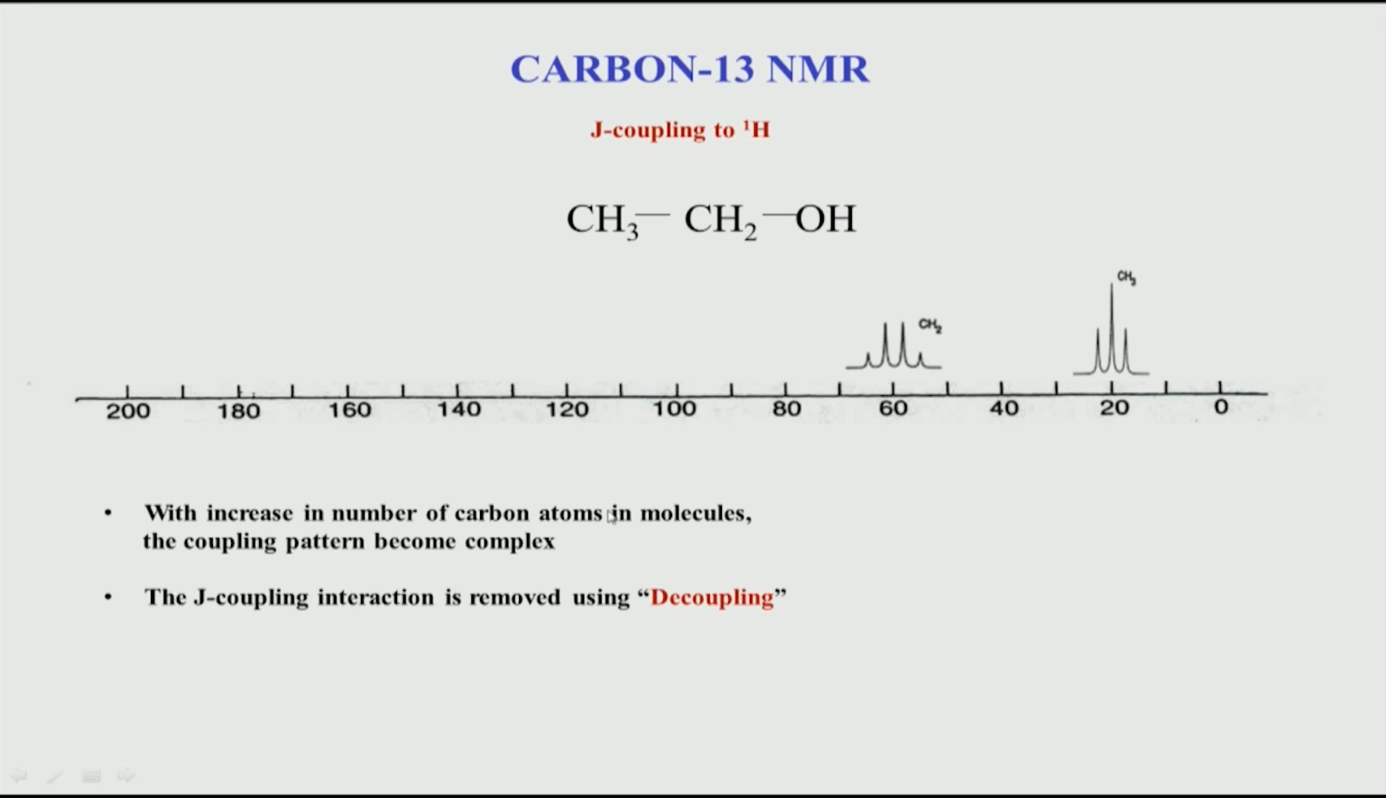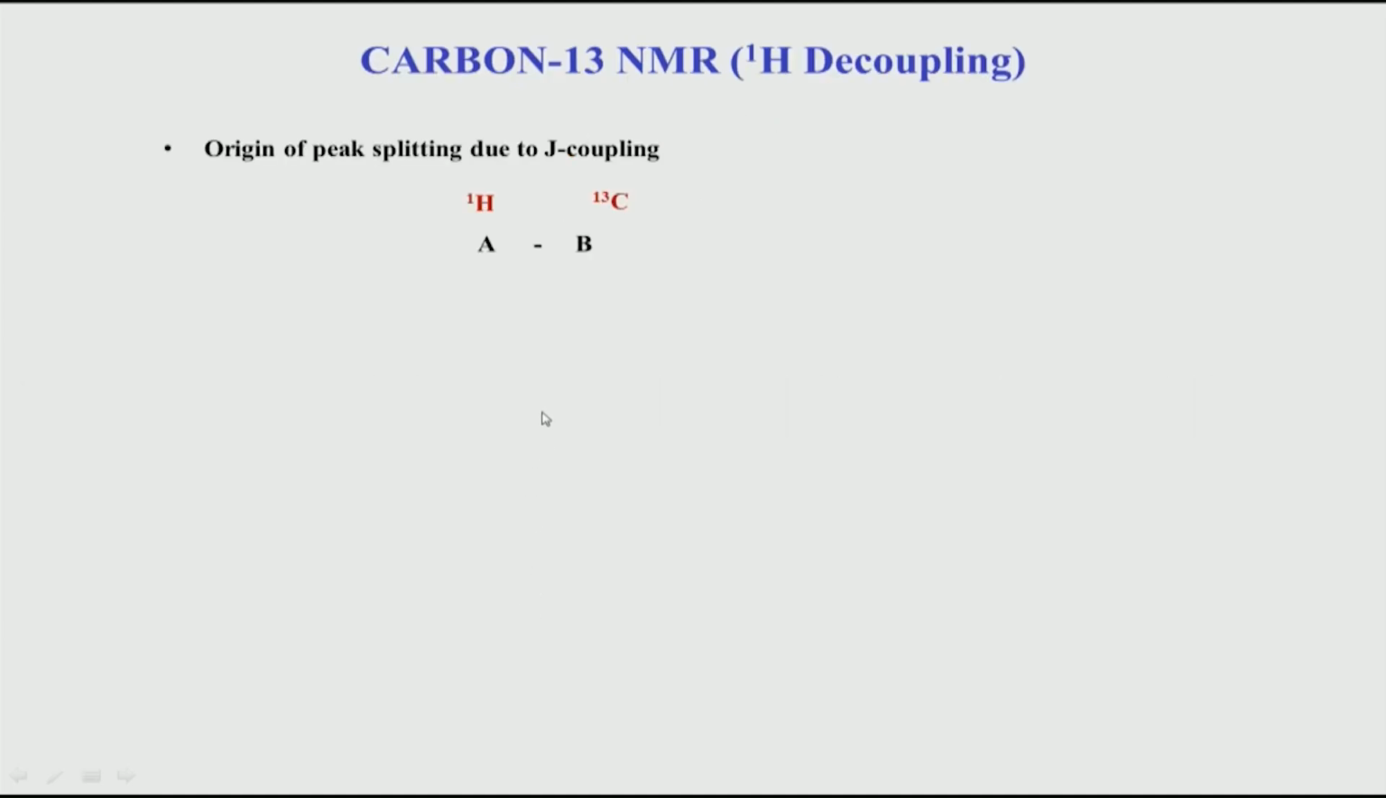What we can do is get rid of this coupling multiplet and only get a single peak instead of a multiplet. That is possible, and the technique we use for that is called decoupling. Decoupling is basically a method to remove the J coupling interaction between carbon and hydrogens. So, this is basically what happens.